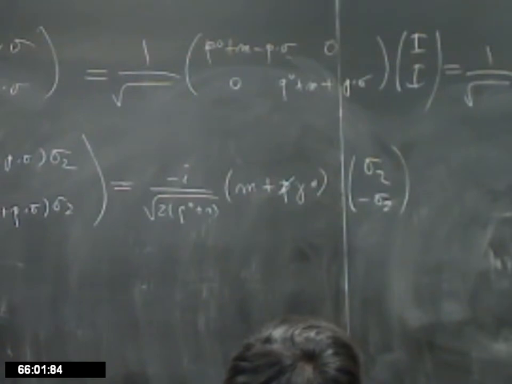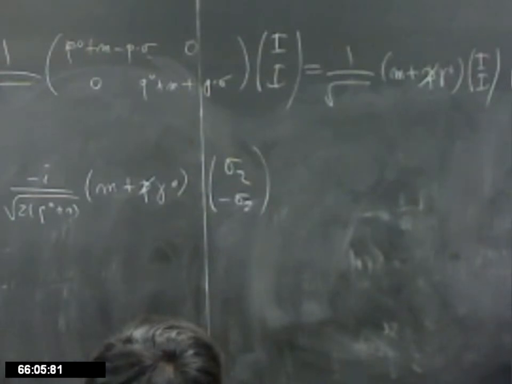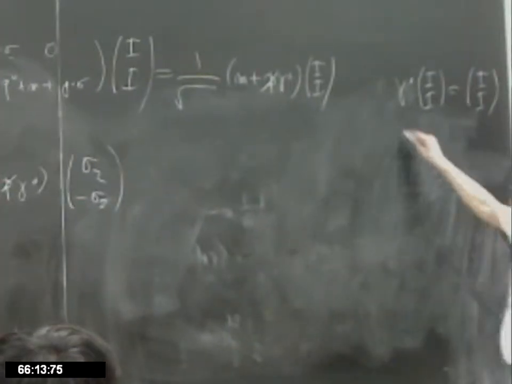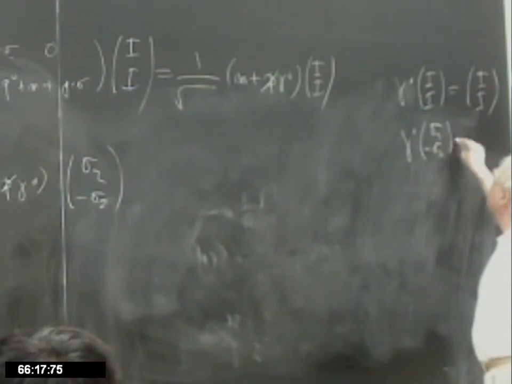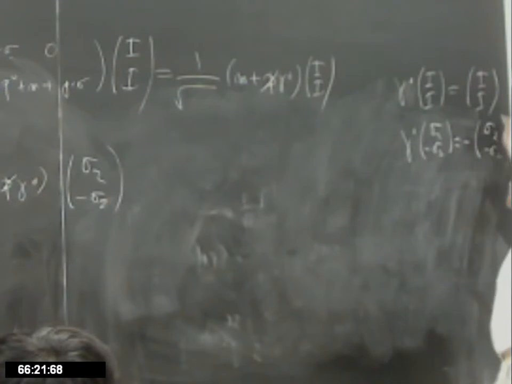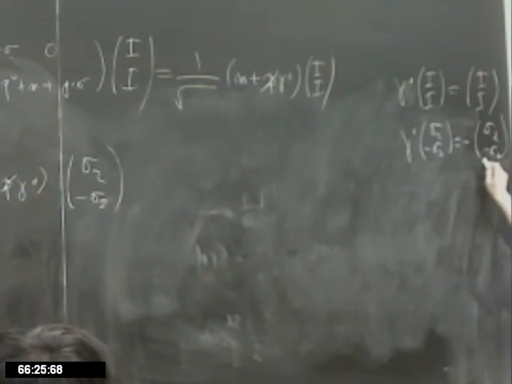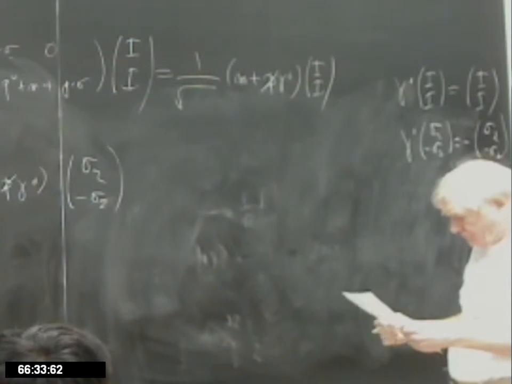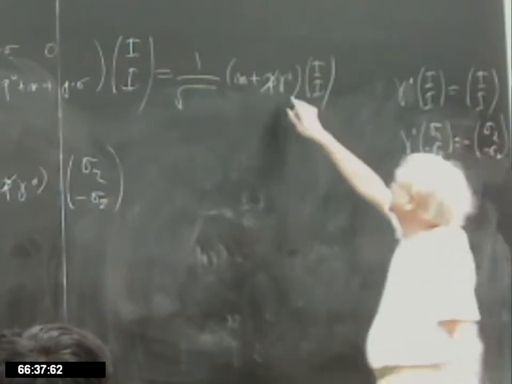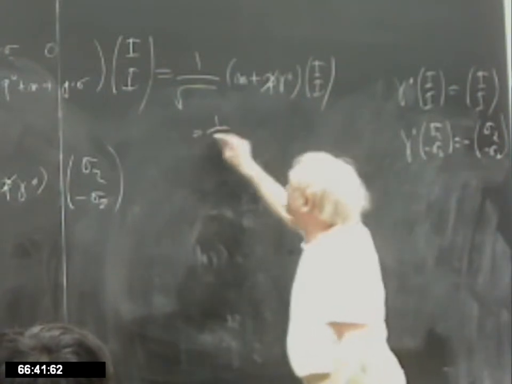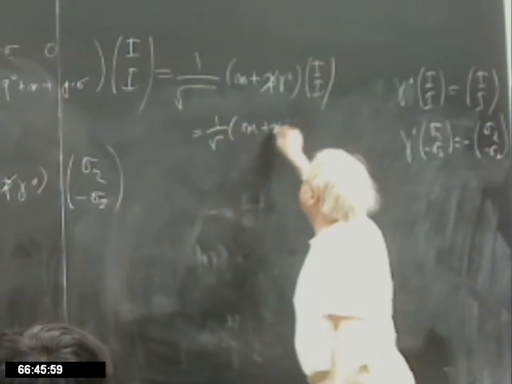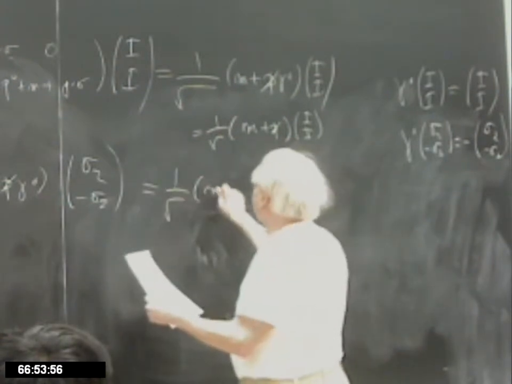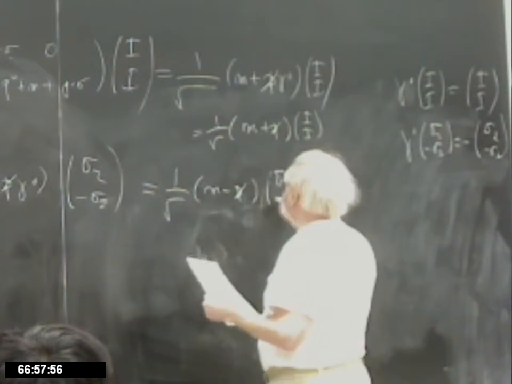What you notice, though, is that this quantity here is an eigenvector with eigenvalue 1 of gamma 0, and sigma 2 minus sigma 2 is an eigenvector of gamma 0 with eigenvalue minus 1. So we can rewrite this as 1 over the square root, m plus p slash on the first vector. And we can rewrite this as 1 over the square root, m minus p slash on sigma 2 minus sigma 2.